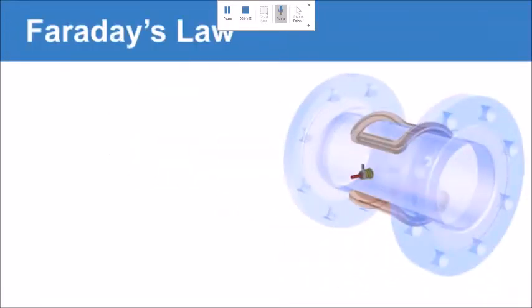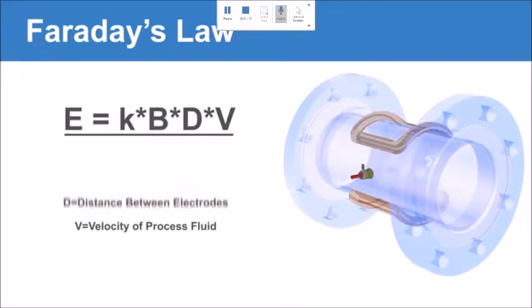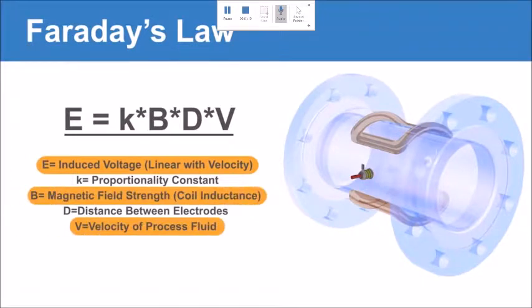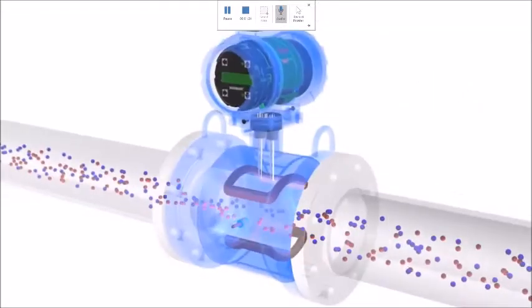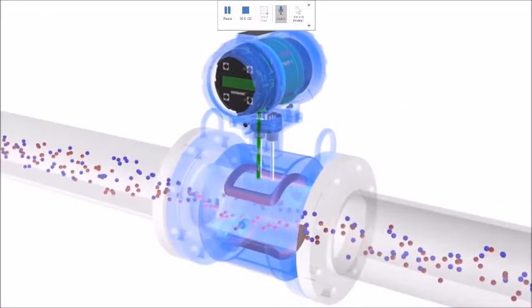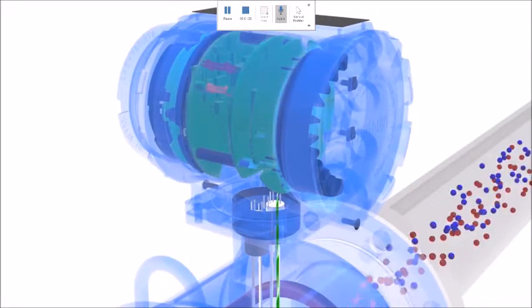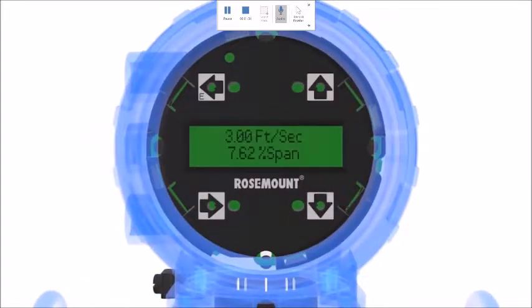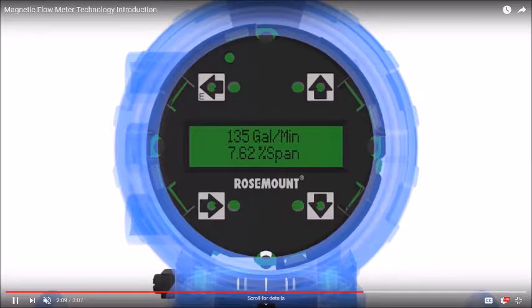This will bring us into Faraday's law. There's 5 different variables in this. E being our voltage, K being the constant, B is our magnetic field, D is the distance, and then V would be the velocity. With these, we can then calculate the induced voltage, which is hand in hand equal to the flow. So as the sensor gets the flow, it'll send it up to the transmitter, and then the transmitter will then spread it into a conversion. So that's how they work.